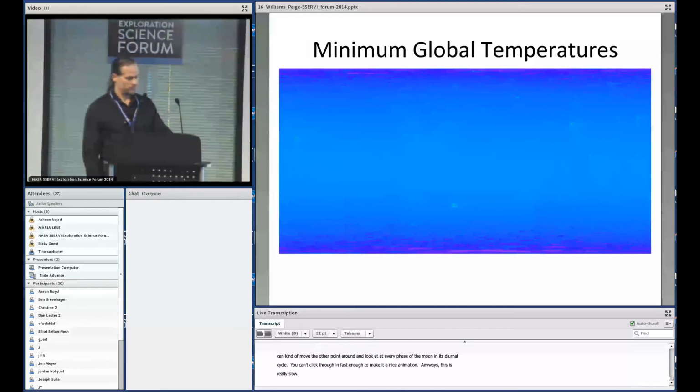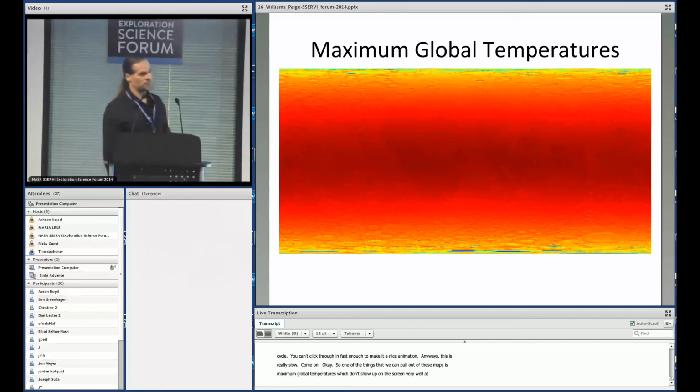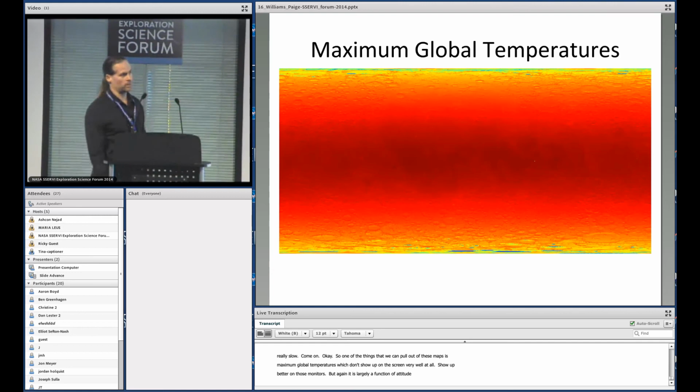All right, okay. So one of the things we can also pull out of these maps is, for example, the maximum global temperatures, which don't really show up very well on the screen. They show up better on those monitors, but again, it's largely a function of latitude, but you can see how albedo towards the equator can cause the noontime temperatures to vary.